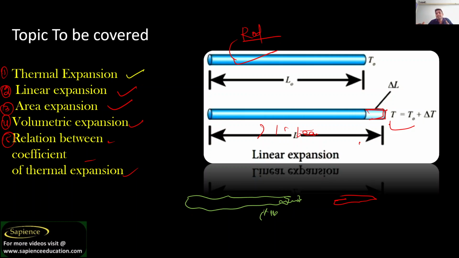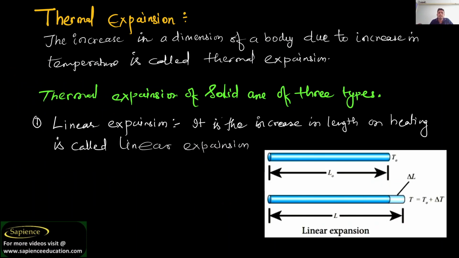So thermal expansion, the word itself tells you that there is an expansion of the object when we put in thermal energy. Whenever you put any thermal energy into any matter, it will try to expand. This is the natural behavior of 99% of materials, right? So let us consider the definition. The increase in a dimension of a body, it may be length, it may be area, it may be volume. So increase in the dimension of a body due to increase in temperature is called thermal expansion. I don't think it requires more elaboration.